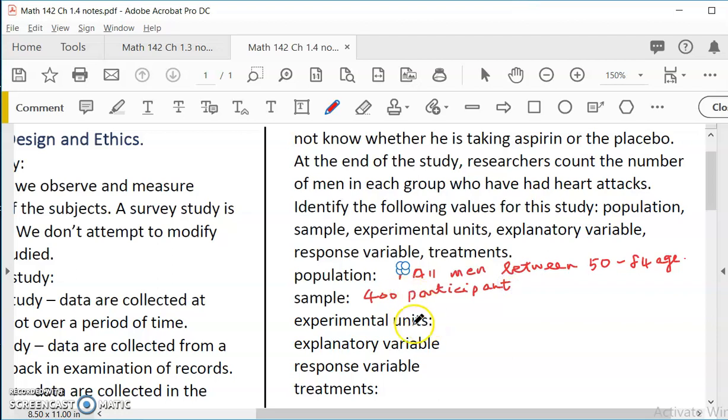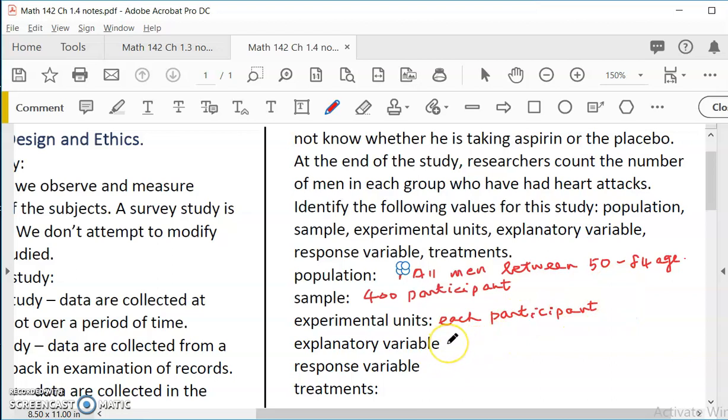The experimental unit is each man, each participant. Each one of them is receiving a treatment. Each one of the men.